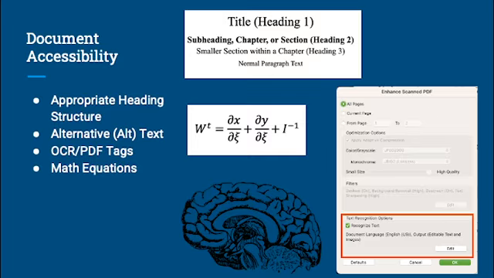So, document accessibility covers a large array of topics, but the basic principles include having appropriate heading structure, good alternative text, appropriate OCR and PDF tags, and accessible math equations when applicable. We'll chat in the next few modules about how to accomplish this, and there will be plenty of chances to practice making documents accessible. The ultimate goal of the STARS team is to make all documents available to be read by screen readers and text-to-speech operations so that students with visual impairments or learning disabilities can access the material and have the same opportunities as other students.